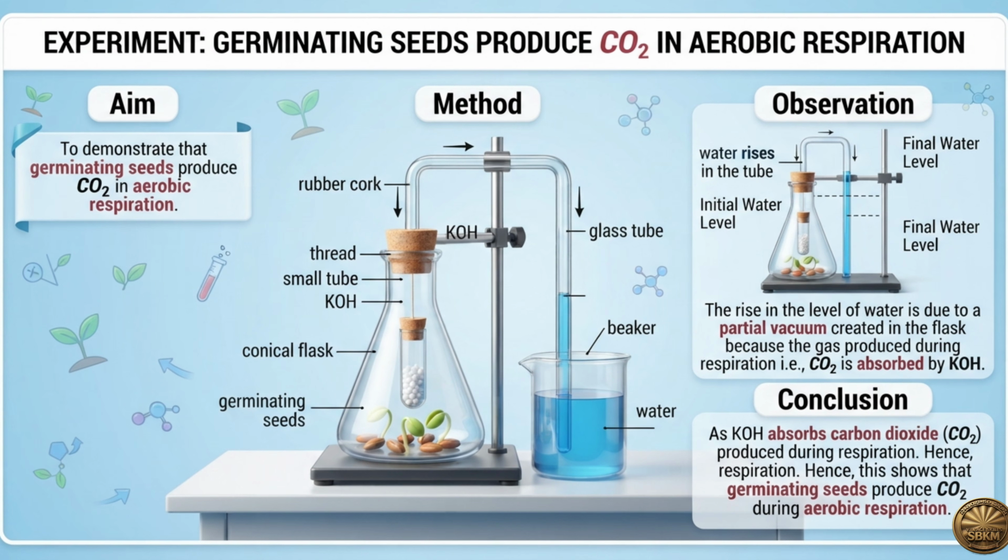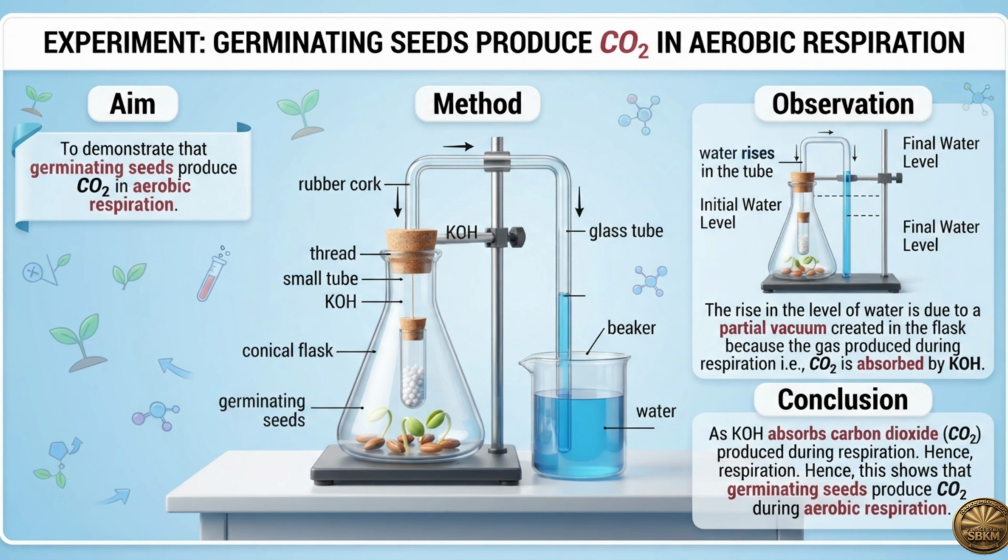Aim: to demonstrate that germinating seeds produce CO2 in aerobic respiration. Method: put some germinating seeds in a conical flask. With the help of a thread, suspend a small tube containing KOH in the flask. Through the hole of the cork, pass a glass tube bent twice at right angles. One end of the tube is in the flask, while the other end is in the beaker filled with water. Make the apparatus airtight. Note the level of water in the tube. Keep the apparatus for some time and again note the level of water.